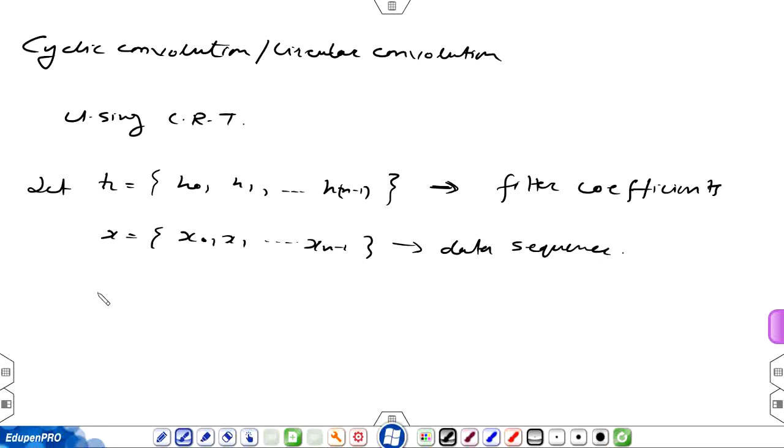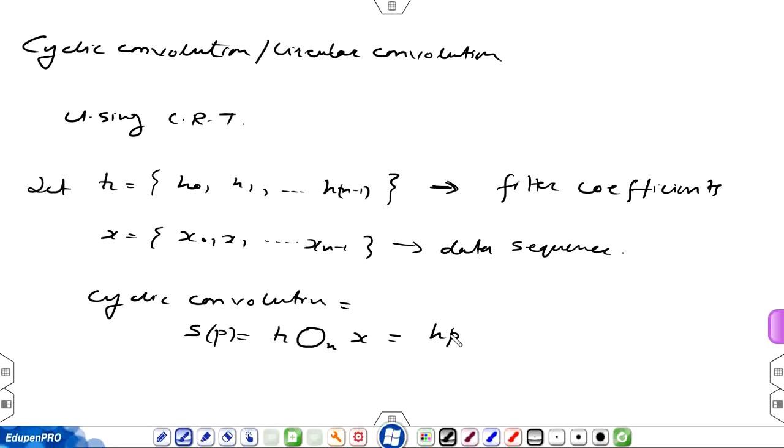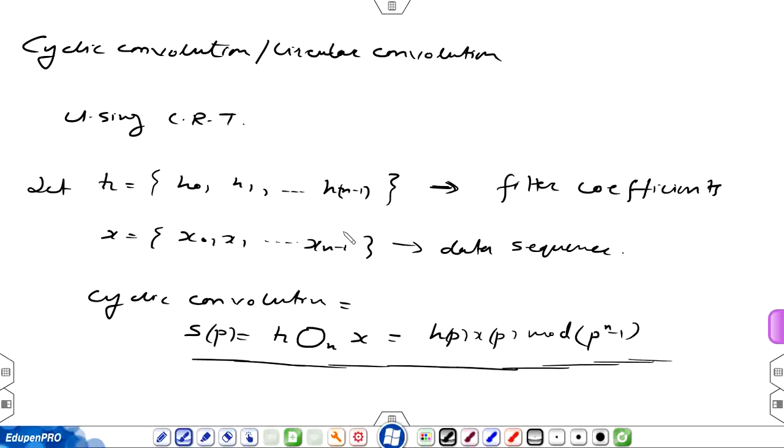So cyclic convolution is expressed as, that is, SP is equal to H circle X, and this is the sign for circular convolution, and that is given by HP into XP mod P^n minus 1. So this is the direct form of doing the circular convolution.